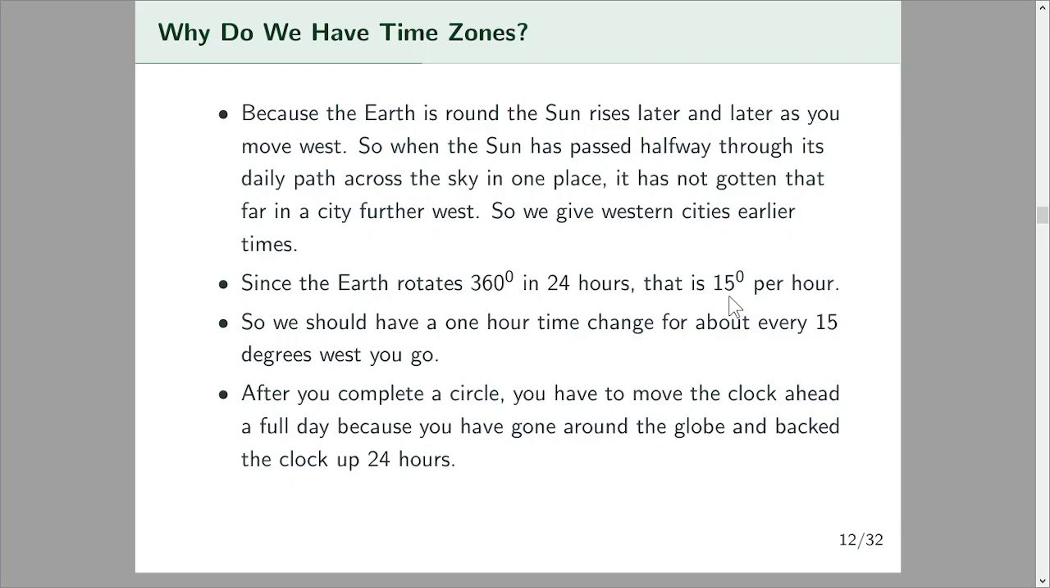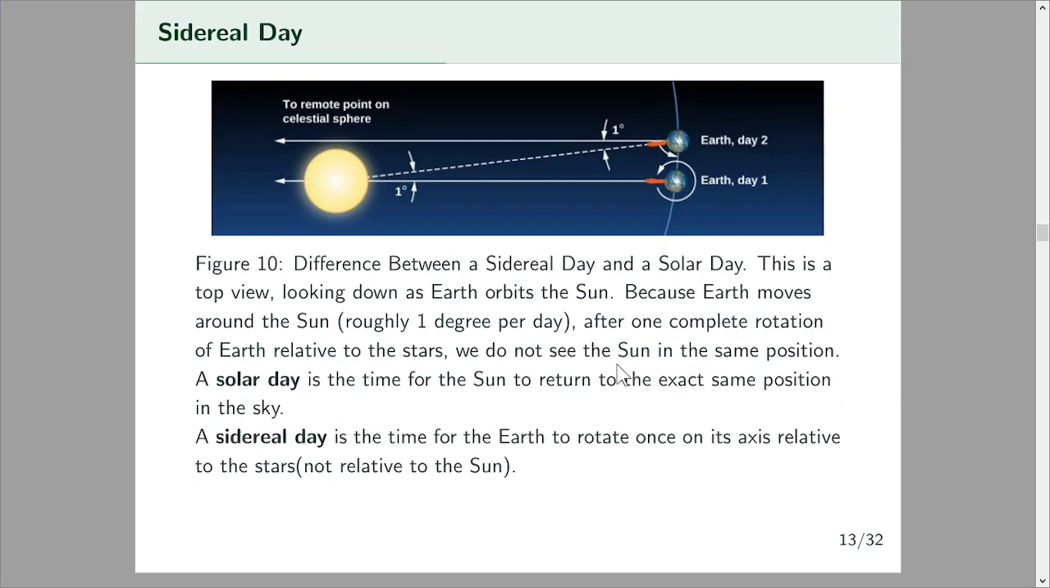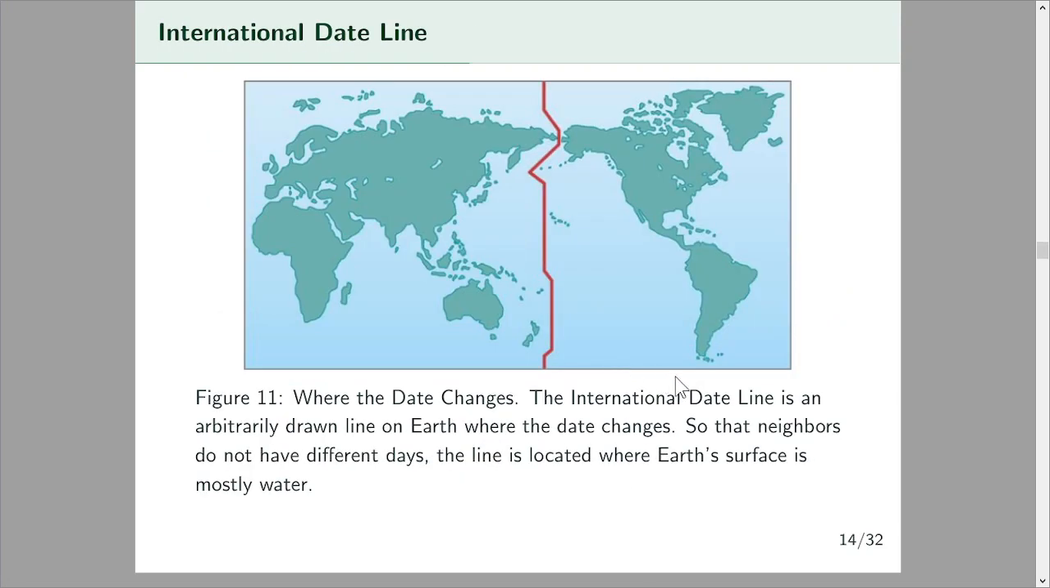And so as we go around, we drop an hour every 15 degrees west you go. Well, after you complete another circle all the way around the Earth, you would be a day behind because you would keep backing up an hour. But now you're back where you started from. And so what we do is we create an international date line, where the date changes. So if you start at the international date line and move west, it gets an hour earlier every 15 degrees, all the way to get back to the international date line, where now it jumps back to the next day.